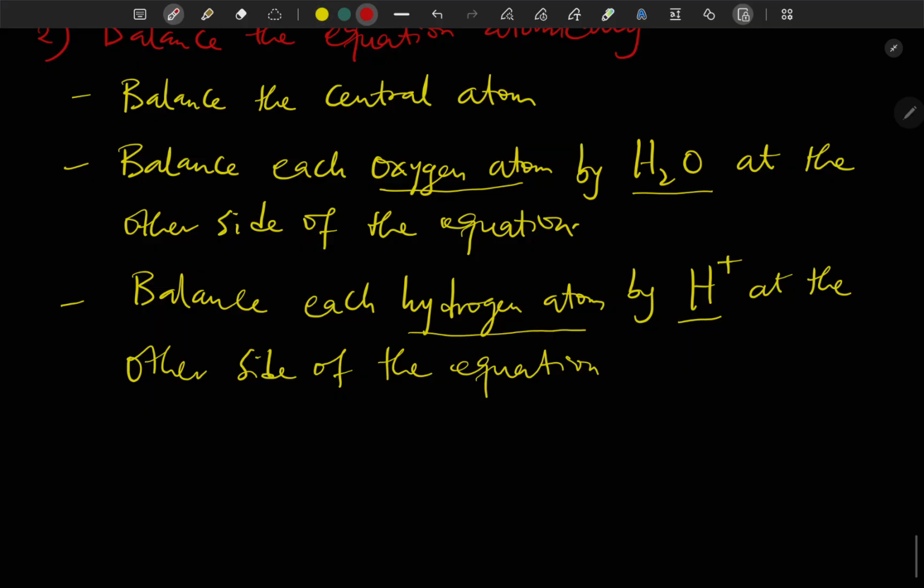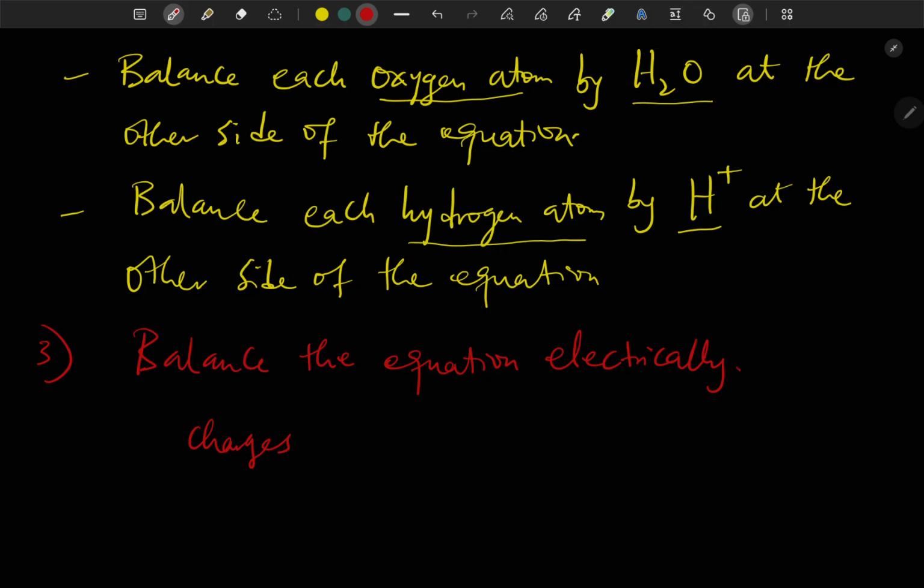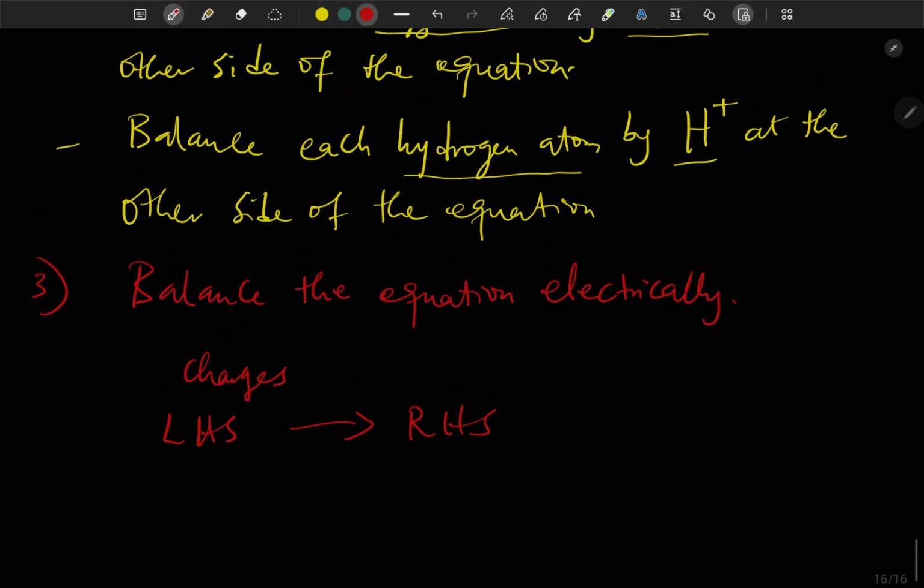Hope you're following. So after you balance the equation atomically, then step 3 is to balance the equation electrically. So what do you mean by that? You make sure that the total number of charges are equal for both left hand side and right hand side of the equation. So you balance the equation electrically. Now we are going to pick an example to explain the steps we just listed.